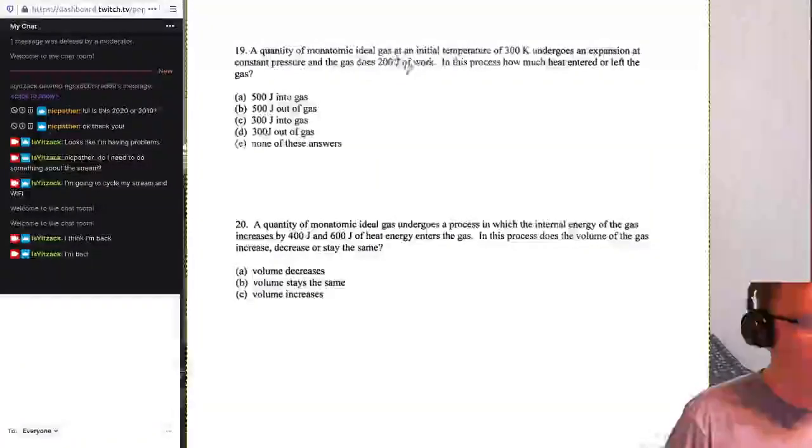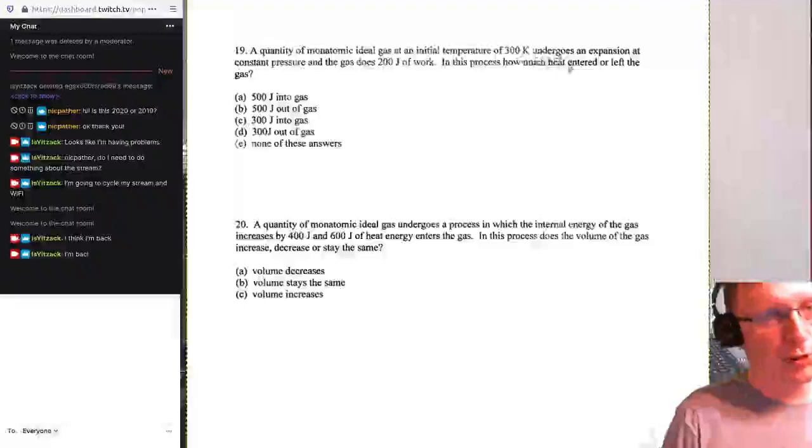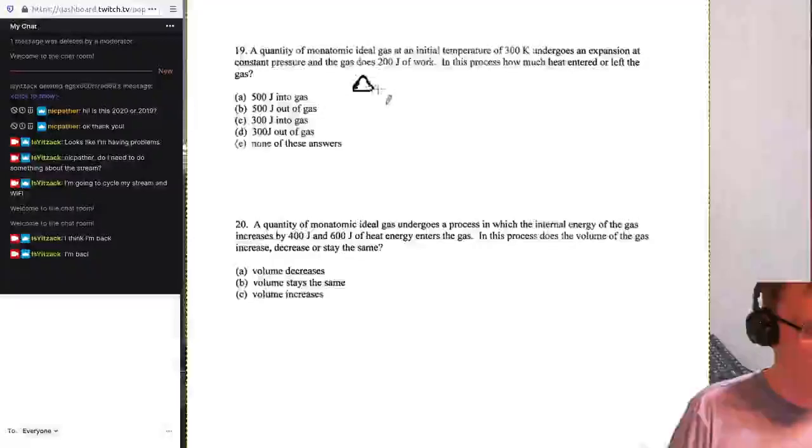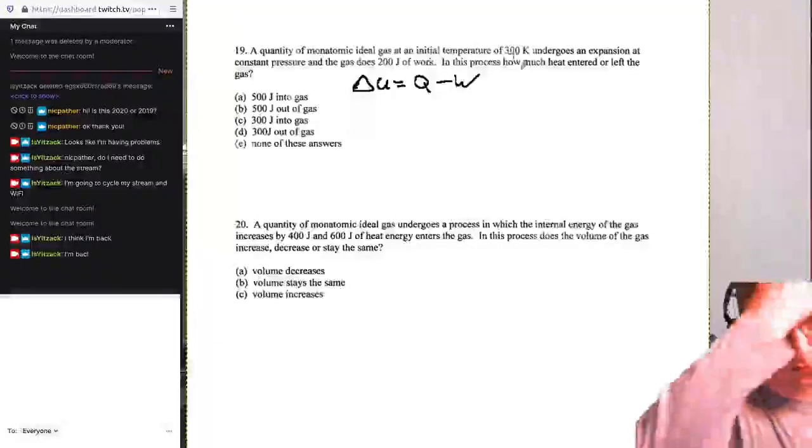A quantity of monatomic ideal gas at an initial temperature of 300 Kelvin undergoes expansion at constant pressure, and the gas does 200 joules of work. In this process, how much heat entered or left the gas? Delta U is equal to Q minus W.